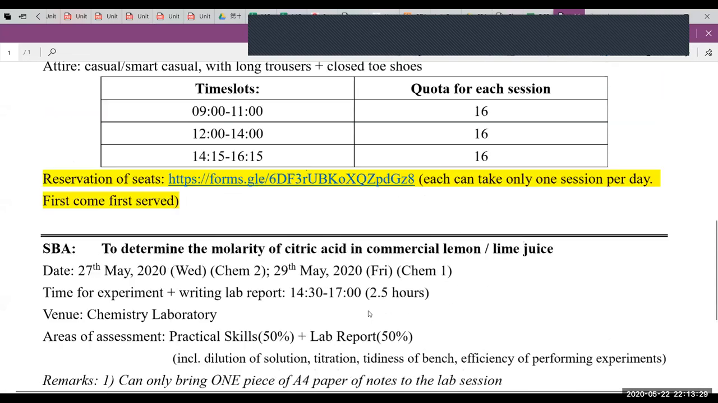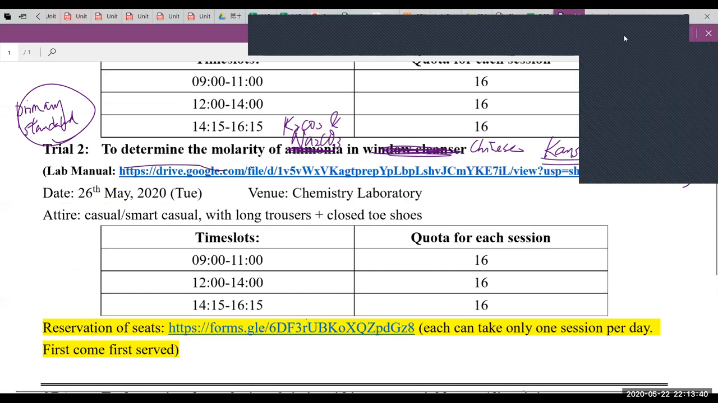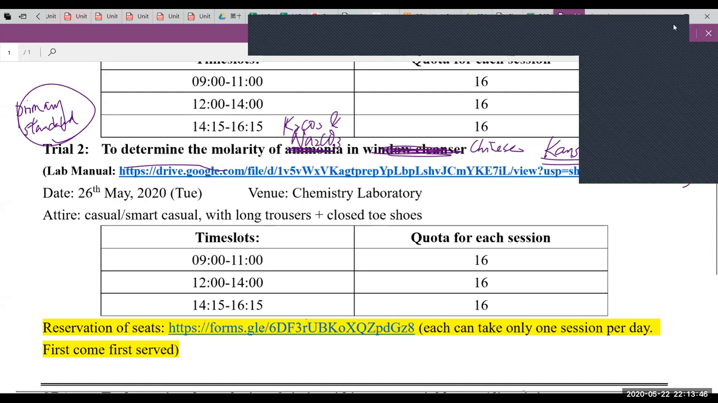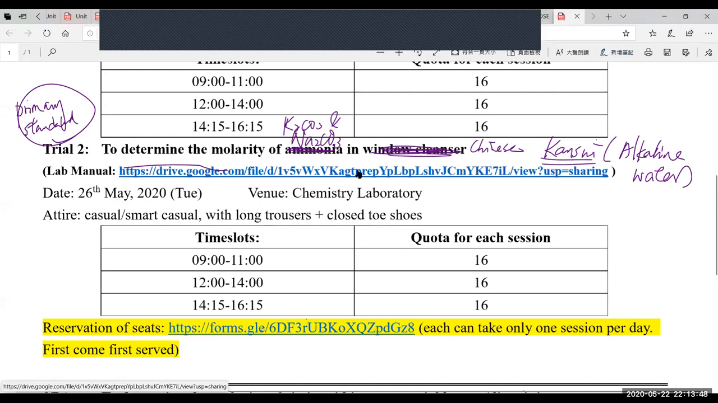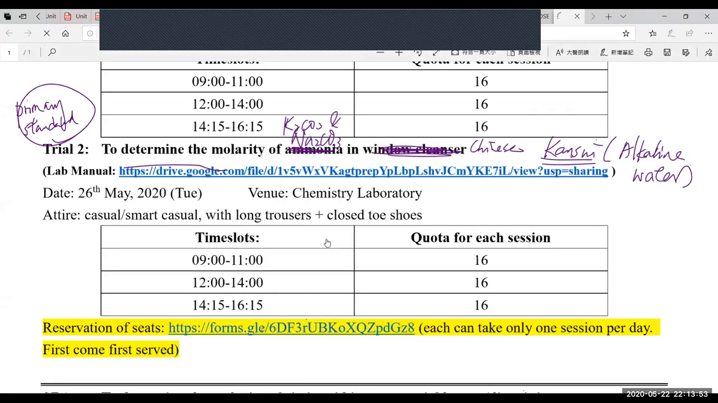Okay, questions? Now, if not, I would like to show you the lab reports.